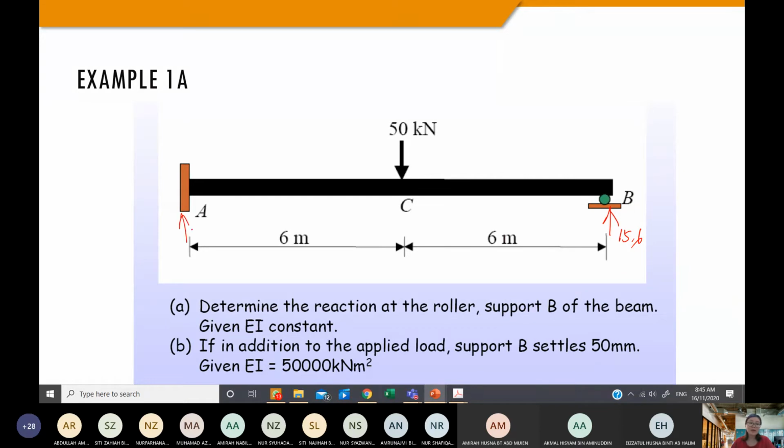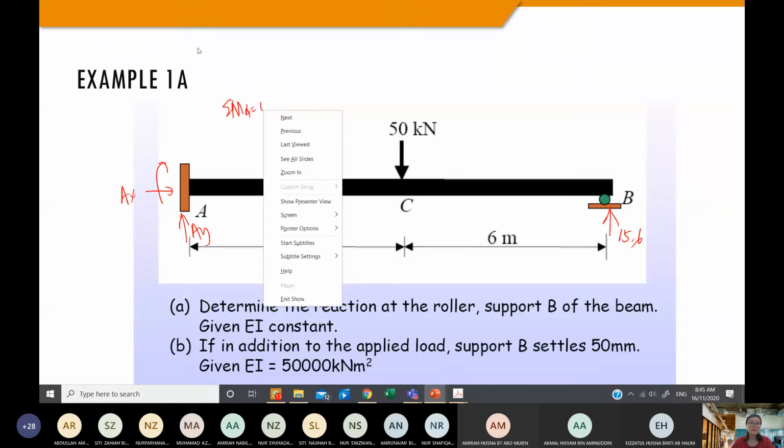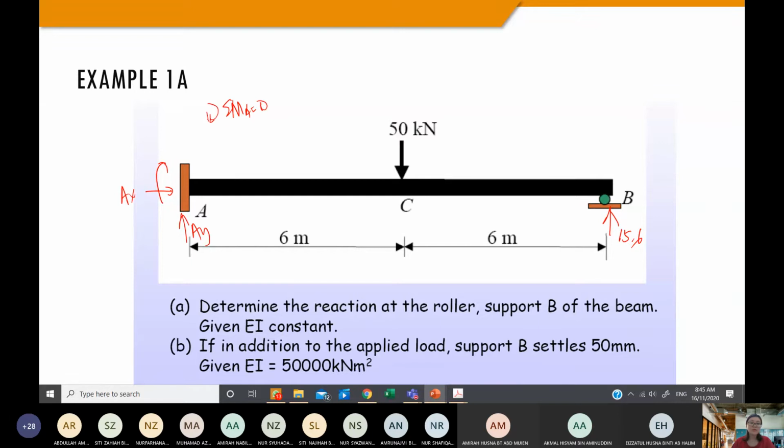Then you have AY. If you want to find the rest of the support reactions, what you need to do is take a summation of MA equal to 0. Now, from this system, since you already solved for BY, you can solve for your MA. Then you take summation FY equal to 0 and solve for your AY. And you take summation Fx equal to 0 and solve for your AX. So this is how you solve for the other support reactions.